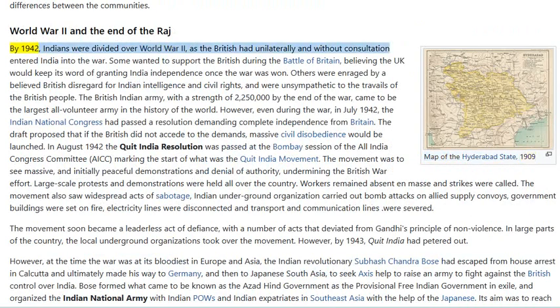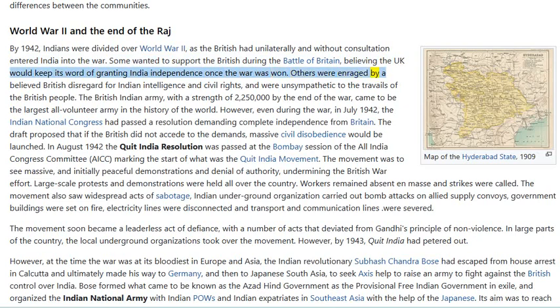By 1942, Indians were divided over World War II, as the British had unilaterally and without consultation entered India into the war. Some wanted to support the British during the Battle of Britain, believing the UK would keep its word of granting India independence once the war was won.